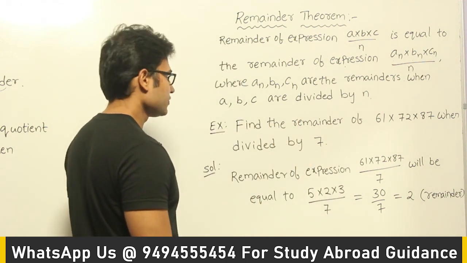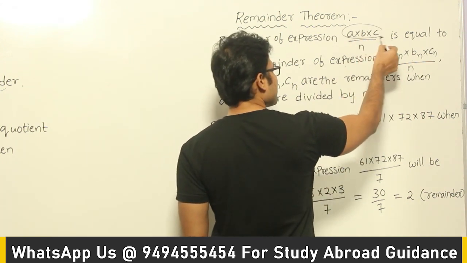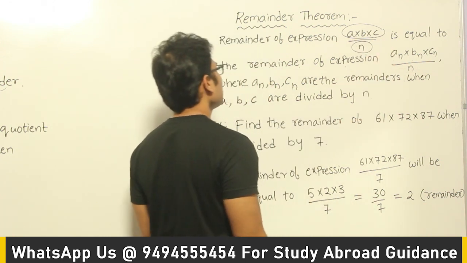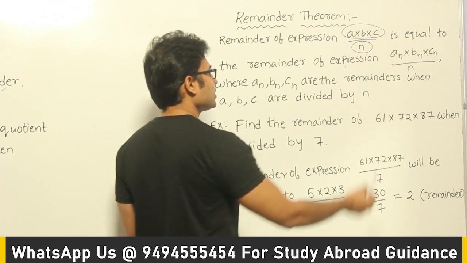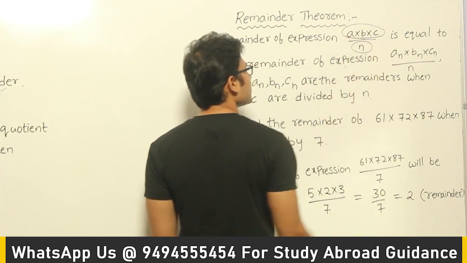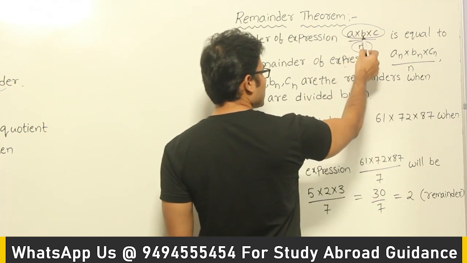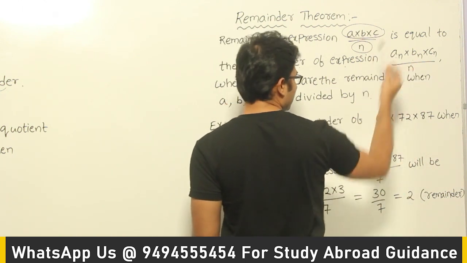So the meaning of this is, if you have a product of many numbers and you are dividing it by n, and you have to find the remainder of this product when divided by n, you can individually find the remainders of a, b and c when they are divided by n, and you can substitute them there.